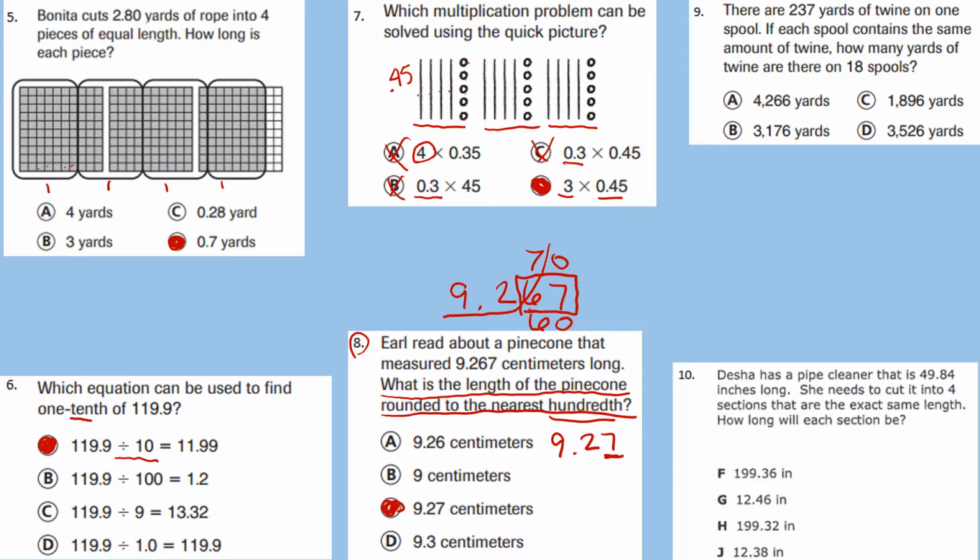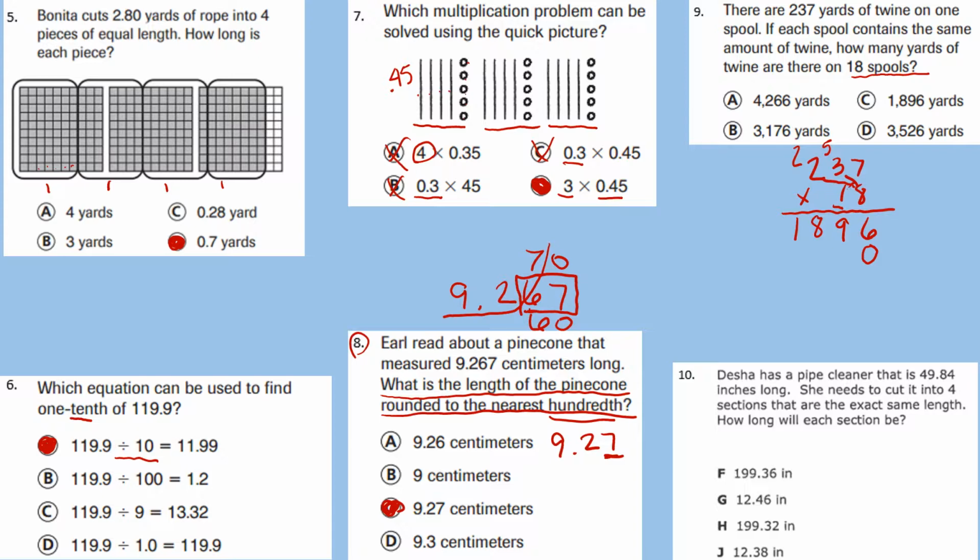Number 9, there are 237 yards of twine on one spool. If each spool contains the same amount of twine, how many yards of twine are there on 18 spools? So here I am joining equal sets. 237 yards times 18. 8 times 7 is 56. 8 times 3 is 24, plus 5 is 29. 8 times 2 is 16, plus 2 is 18. Multiplying by tens, add a 0 to the end.